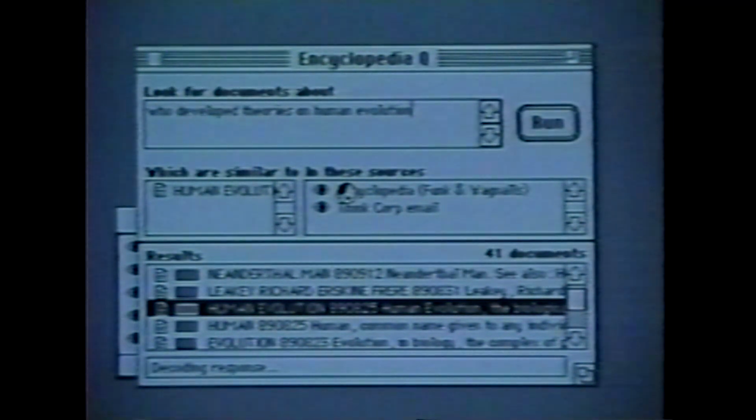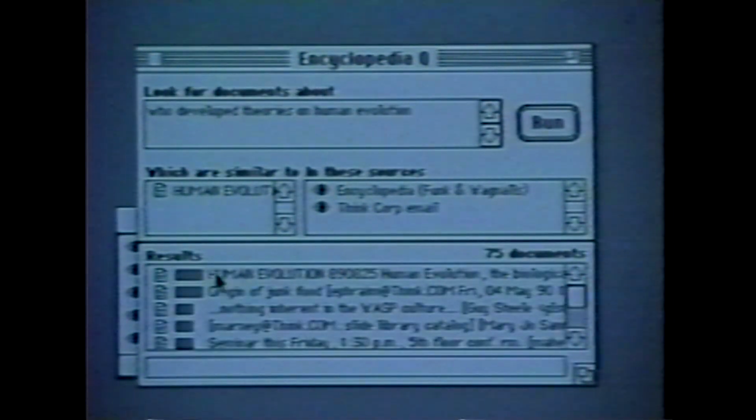Each of them looks up the results in its entire database, comparing the question against the millions of pages of text it has stored in its memory. And both of the results are combined and merged into one results list. The gray bar indicates how closely an article matched the original question.